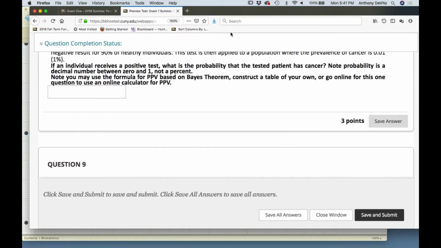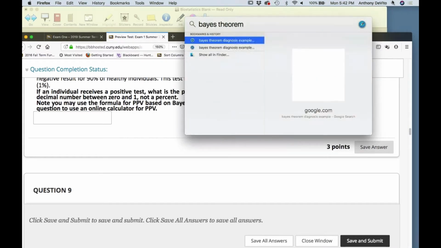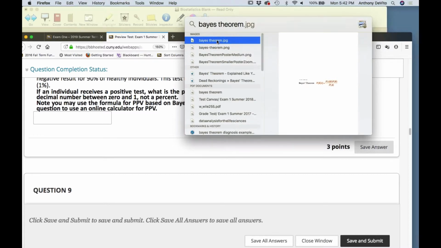Okay, so you guys remember the formula for Bayes' theorem? Do you have it handy? Is this one of the ones that was an issue? Yeah. Okay, good. Let's take a look.